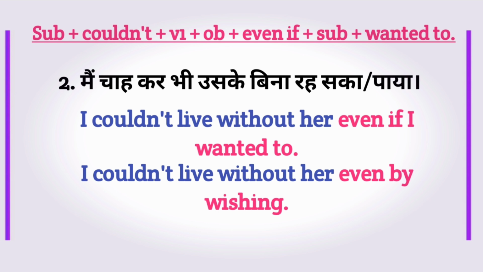Yes, I just taught you the first one, but in past you can use couldn't, and in the place of want you can use wanted to. Okay, let's see some examples here as well. मैं चाह कर भी उसके बिना रह नहीं सका, रह नहीं पाया. I couldn't live without her even if I wanted to. It could be like this as well. I couldn't live without her even by wishing.